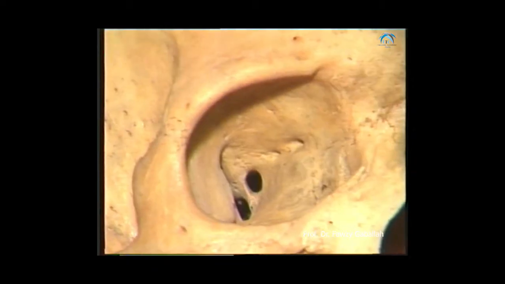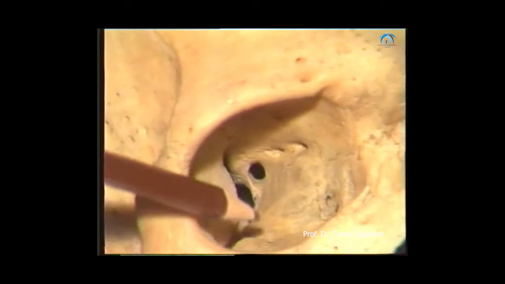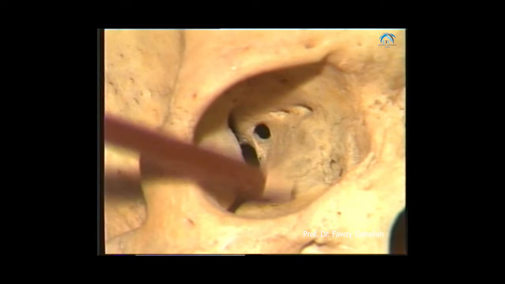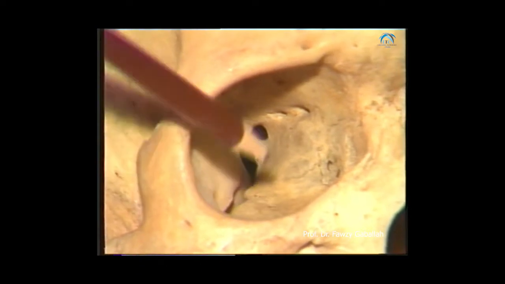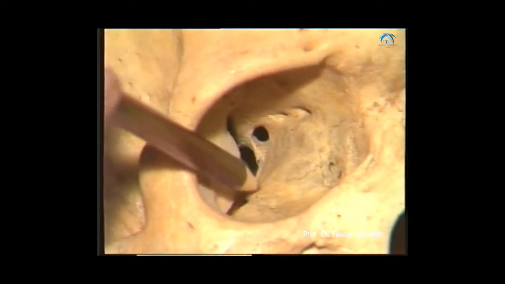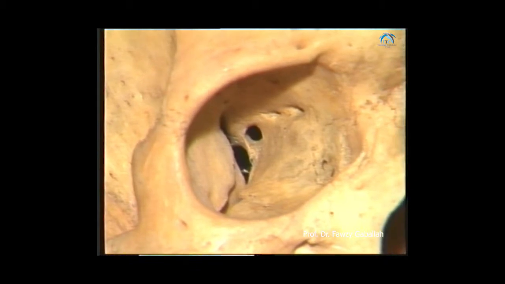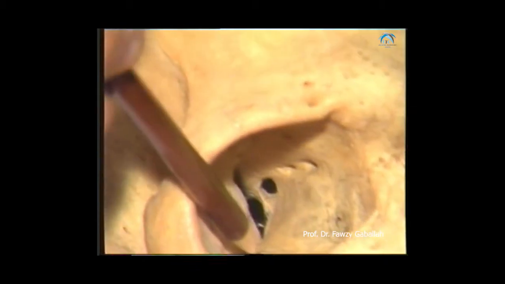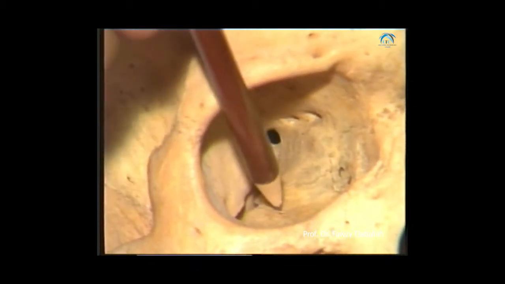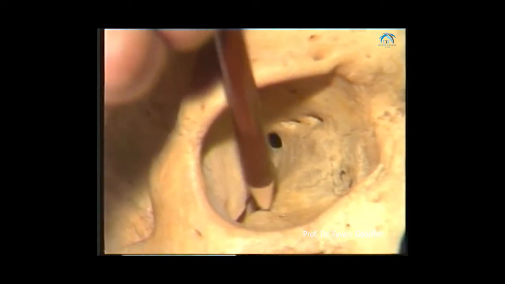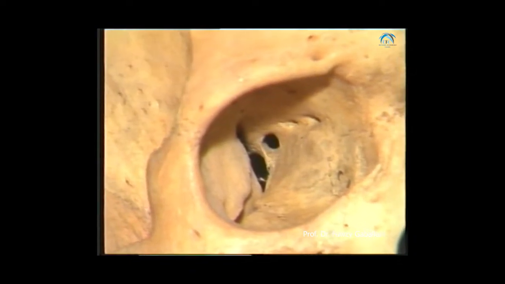The floor is formed mainly by the maxilla, in addition to the zygomatic bone and the palatine bone. It presents the infraorbital groove and the canal, which transmit the infraorbital nerve and artery.